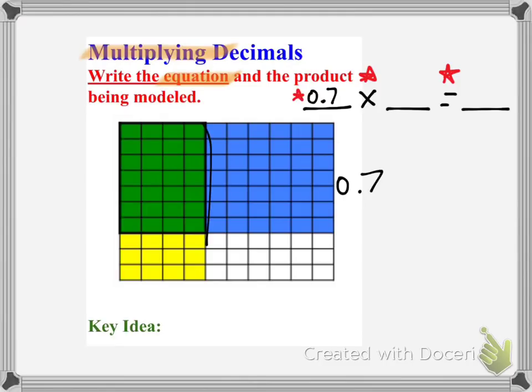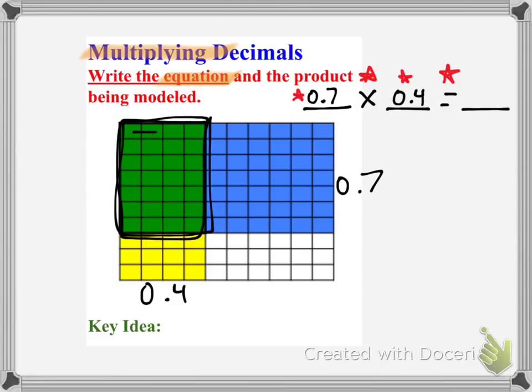The second section, the yellow one, is over here, and you have 4 columns. So that's going to give you 0.4 or 4/10 as your second factor. That's going to give you the next star in your equation. And finally, your answer can be found right here in this section where the green is. Yellow and blue mixed together make green. So you have 4 right there, and you have 1, 2, 3, 4, 5, 6, 7 on the right. So you have 4 times 7. That's going to be a total of 28. 28, and they're hundredths because each one of these little squares represents 1/100. So the product is 28 hundredths, and that's going to give you the last star for the equation.